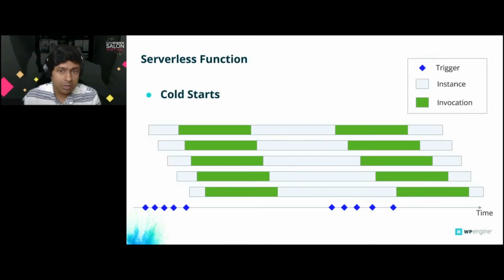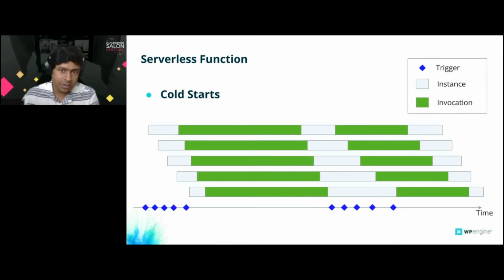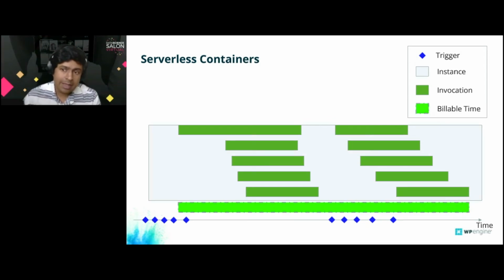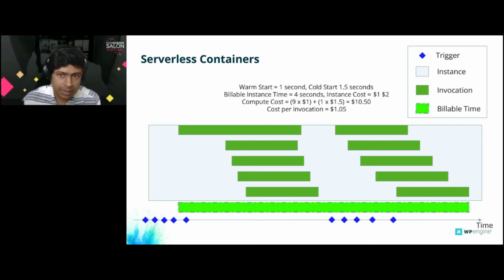But let's not forget about our problem with cold starts. So let's just assume that a warm start takes 1 second and a cold start takes 1.5 seconds. So with the same assumptions as before, our cost goes to $12.50, so $1.25 per invocation. With serverless containers in this scenario, we'd only have one cold start. The other events from that initial spike of events all get scheduled to the same instance. And so our cost goes down from $12.50 to $10.50, even taking into account all the cold starts and the increased instance costs to serve all these events concurrently.